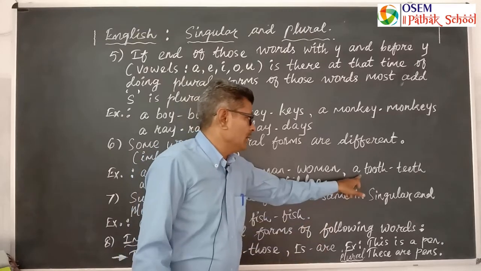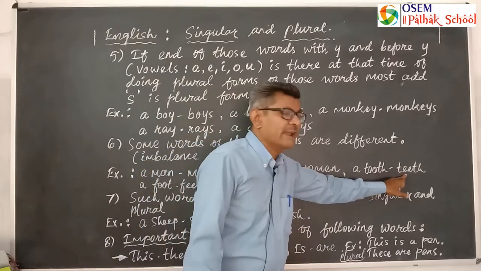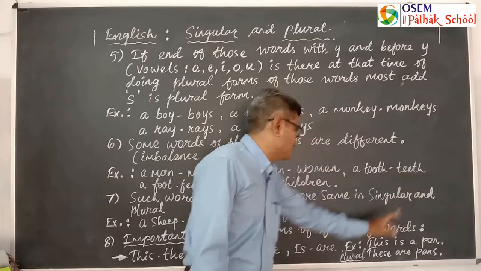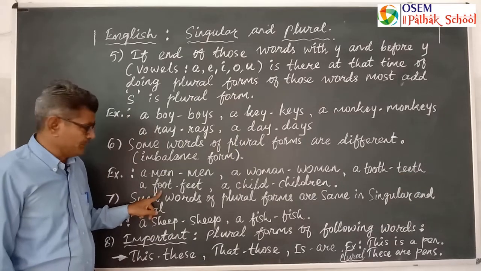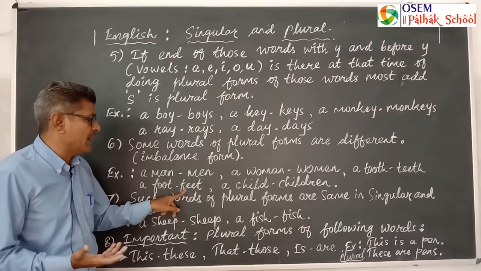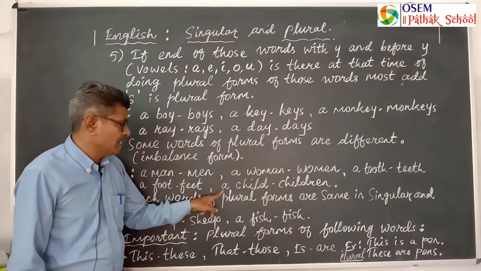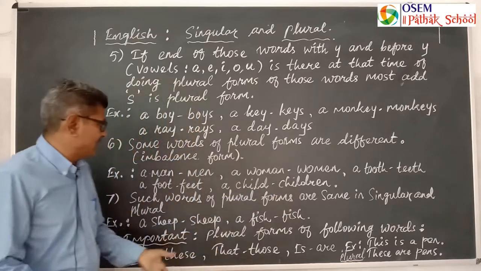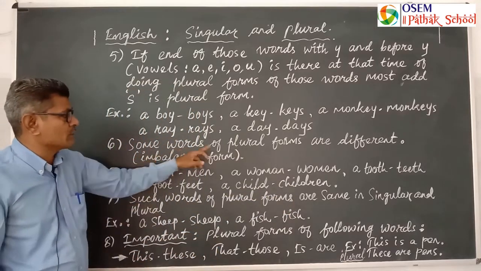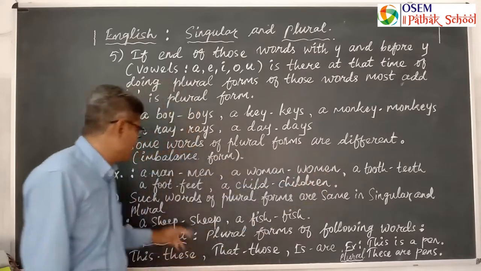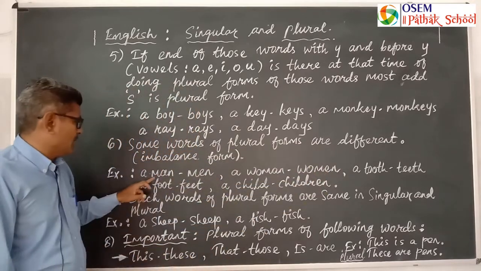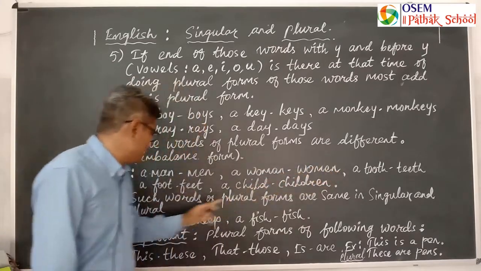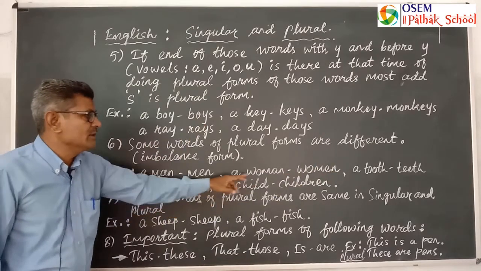A tooth, its plural form is teeth, T-double O-T-H, the plural form is T-double E-T-H. A foot, F-double O-T, its plural form is F-double E-T, feet. A child, its plural form is children. Once again I would like to repeat this point. Some words have different plural forms, I mean to say irregular forms. A man, men, woman, women, tooth, teeth, foot, feet, child, children.